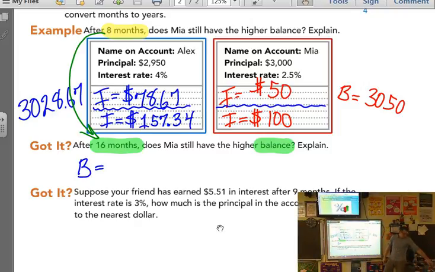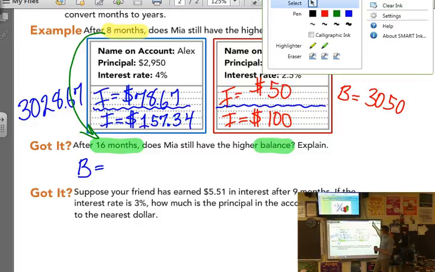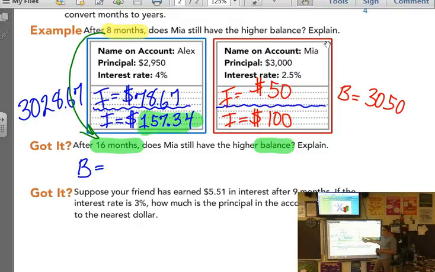Okay. How do I find Alex's balance? Alex's balance. So you know what you have after 8 months, I think, right? Now we know 16 also. Now my 16 months, I doubled my 8. Here's my interest from 16.